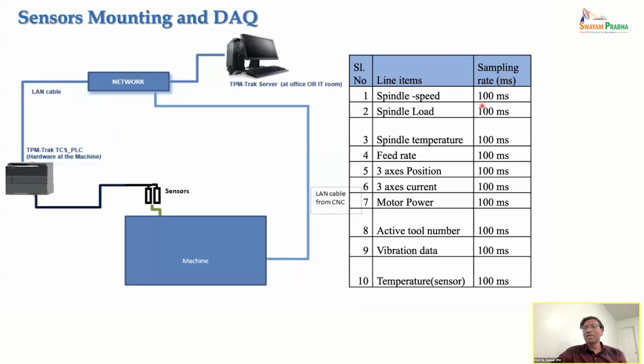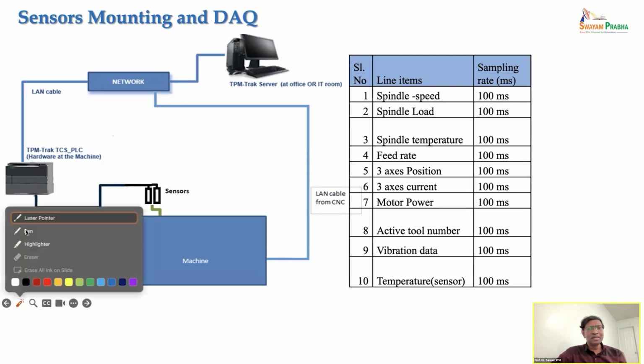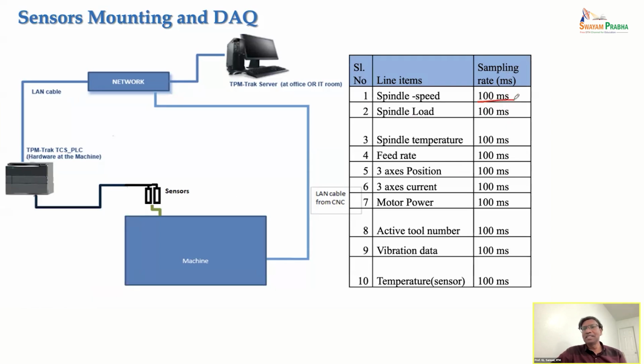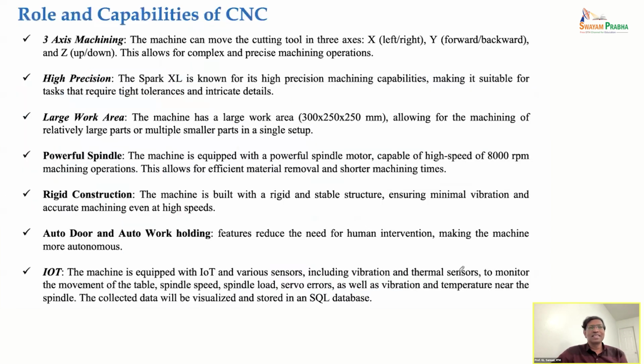The sampling rate we have used is 100 milliseconds. That means every 100 milliseconds we get the data from these machines, and the computer keeps updating it. So you can see that in the panel: spindle speed, load, temperature, feed rate, axis positions, even the current of the motor, the power, the motors driving the X, Y, Z axes, and which tool is being used, and vibration, temperature, all these things we can get.